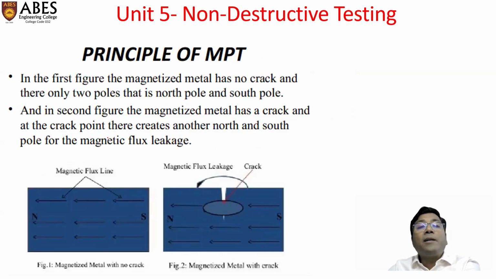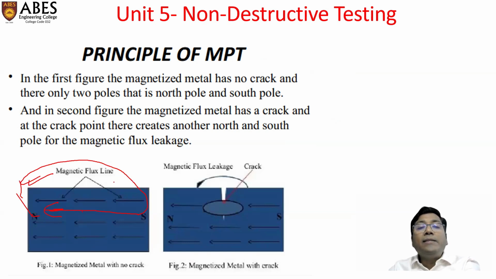What is the principle of magnetic particle testing? Here in the first figure, the magnetized metal has no crack. There is no crack inside the surface. So if we apply a magnetic field to it, only two poles, the north pole and south pole, will exist, and outside the metal, the magnetic lines will travel from north pole to south pole, and inside from south pole to north pole. The circuit will get completed.